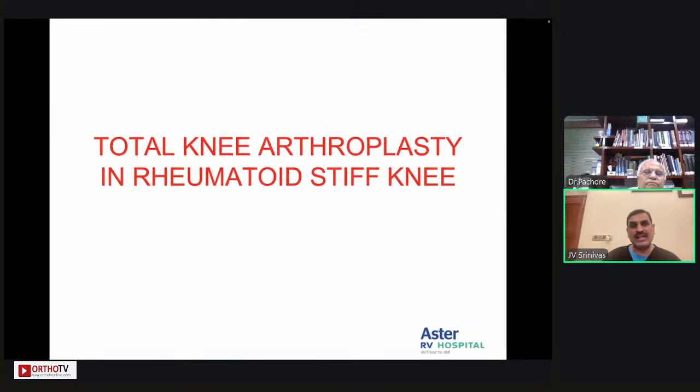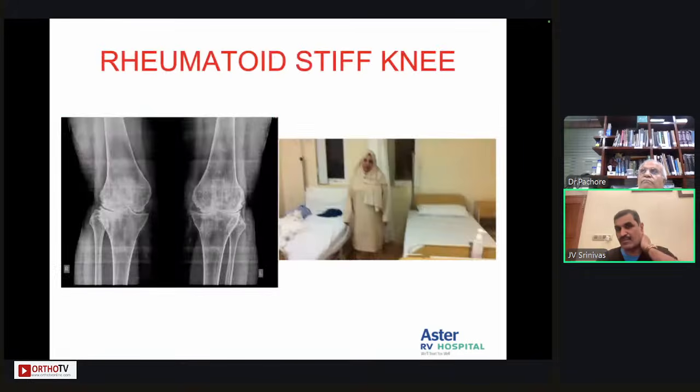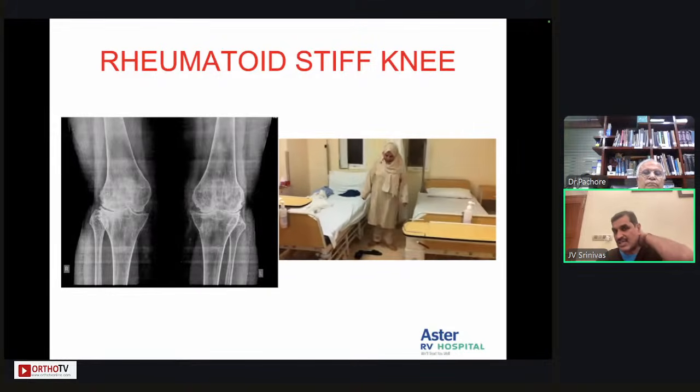Now we come to intra-articular pathology. We all know there can be an intra-articular stiff knee. Total knee arthroplasty in rheumatoid arthritis is a classical example of an intra-articular fibrous adhesion. Intra-articular fibrous adhesion, remember, it's not a bony adhesion. We all see patients like this.